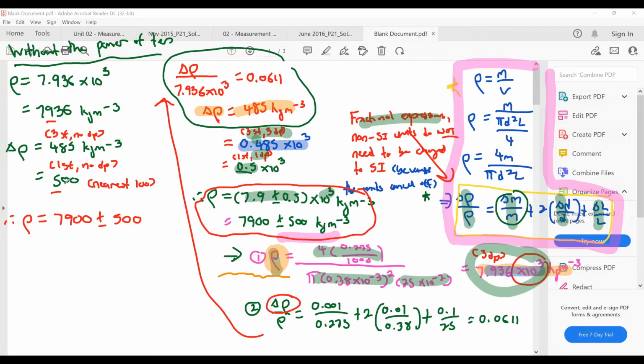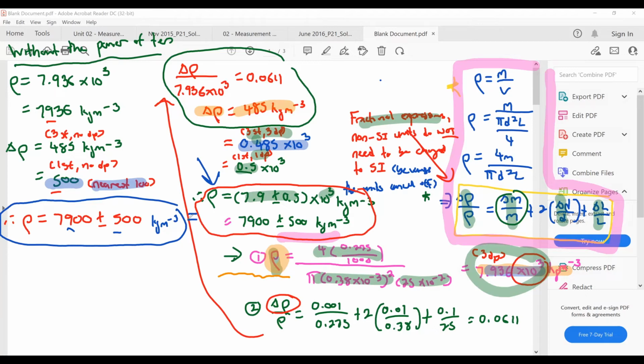Your absolute uncertainty was rounded to the nearest 100, so your value of density, you just round to the nearest 100 too. So you notice now, between the answer that you got here and this answer that you get here, they're actually the same. Okay. So it depends on how you want to interpret it.